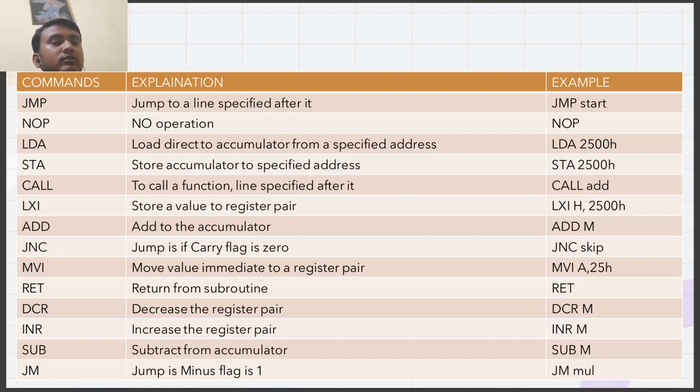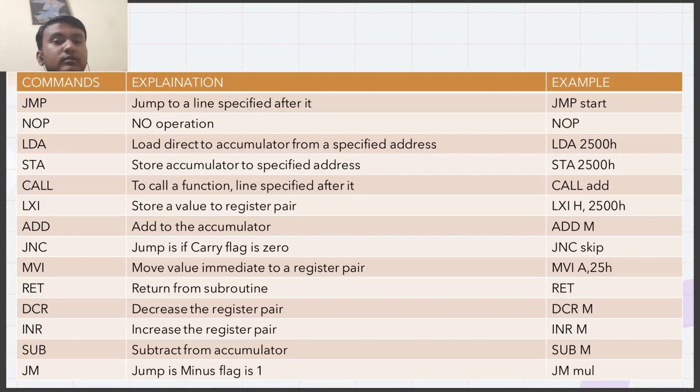When I want to load a particular value from address 2500, I will write LDA 2500H. And STA is used when we want to store the data from accumulator to a particular address. Like I want to store the value at address 2500H, then I will write STA 2500H. Then CALL is used when we want to call a particular function.